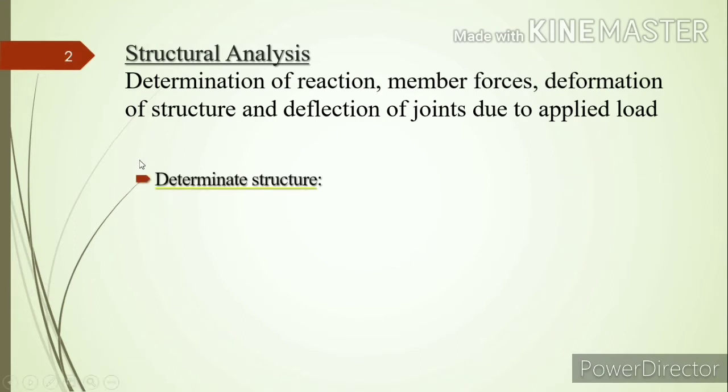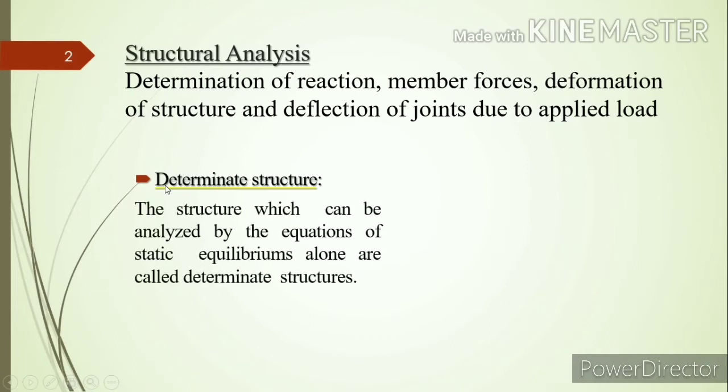So mainly the structures are classified into determinate structure and indeterminate structure. If a structure can be analyzed by using the equations of static equilibrium alone, it is called a determinate structure. Examples of determinate structures are simply supported beams and cantilever beams.